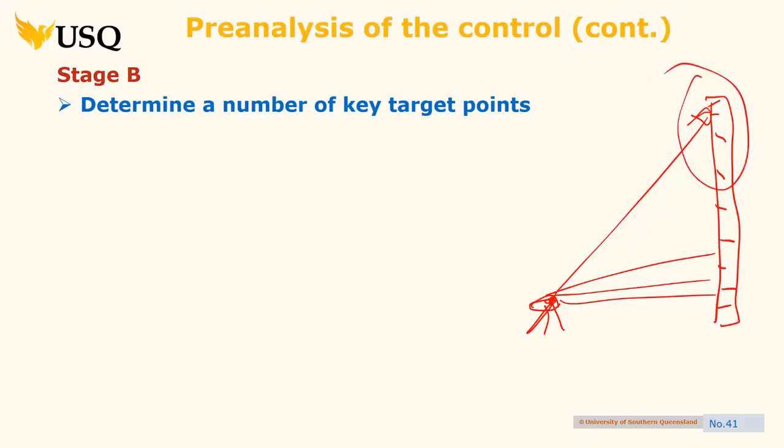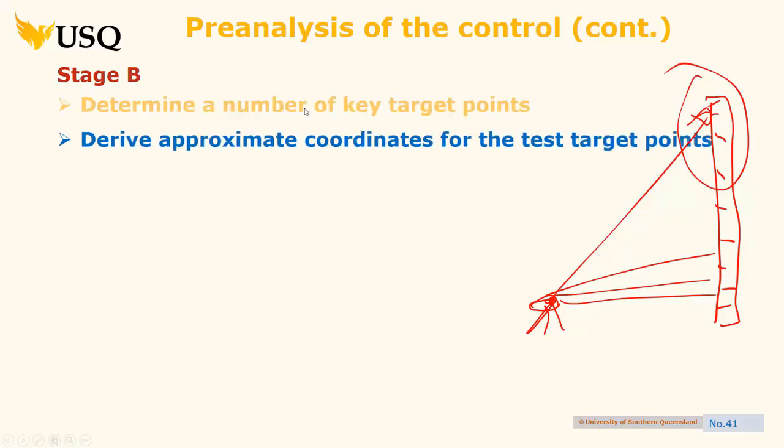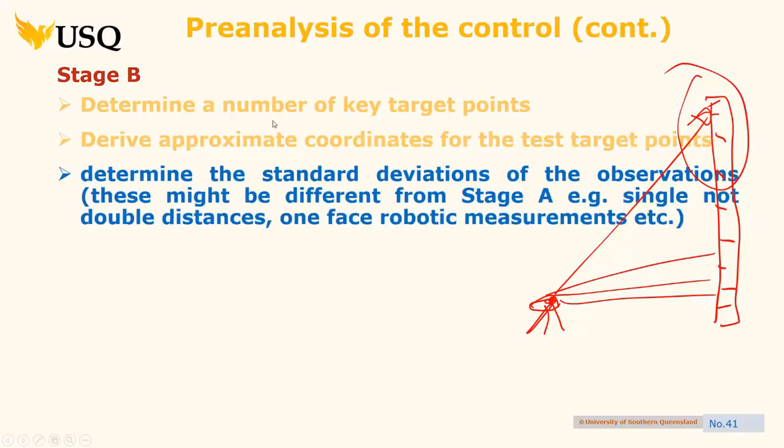So in this area, this is a very simple case, but always think with pre-analysis, you can play these games: if I can only measure from a certain point, how do I keep my precision of where I measure the targets to, where the targets exist? When you do pre-analysis, you need approximate coordinates of the targets. Determine the standard deviation, because these may not be the same as you had originally.